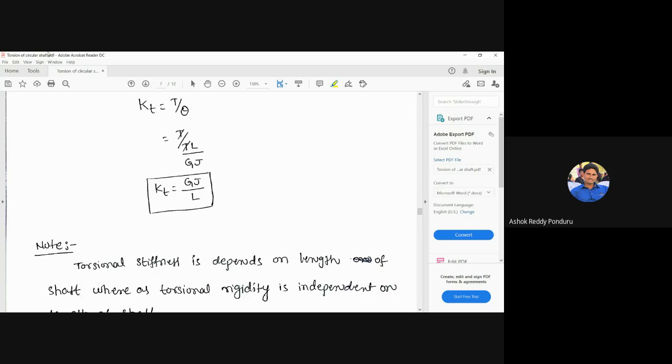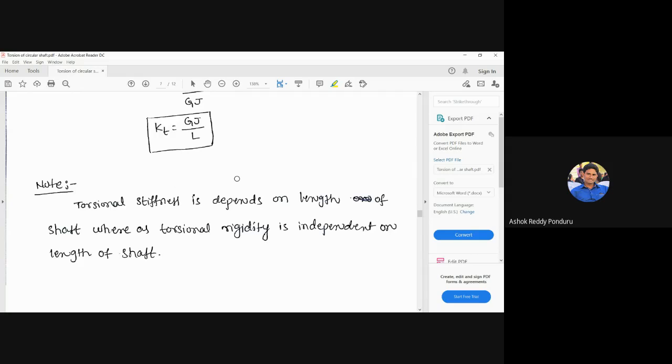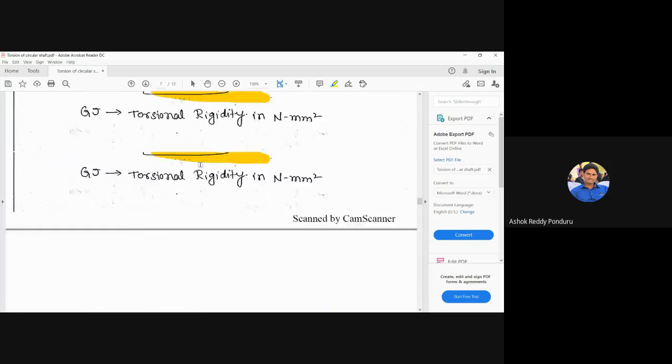What we observe from torsional rigidity and torsional stiffness is that torsional stiffness depends on the length of the shaft, whereas torsional rigidity is independent of the length of the shaft. What does that mean?